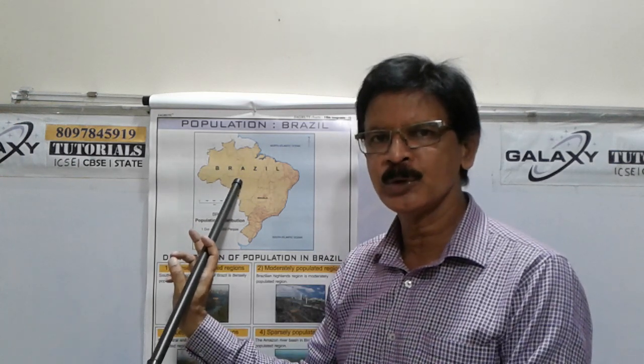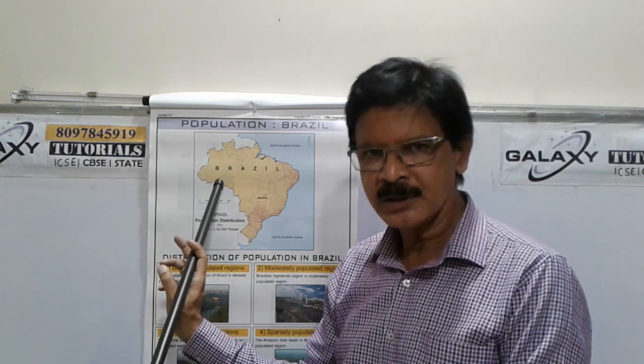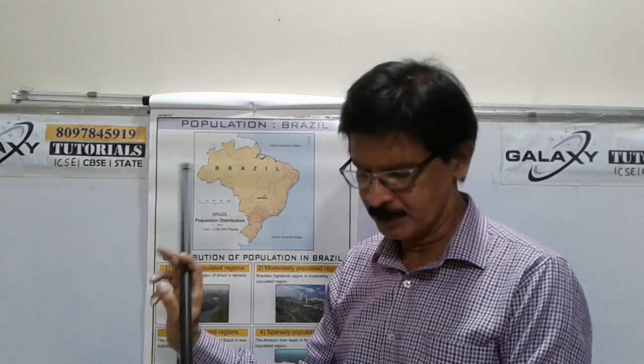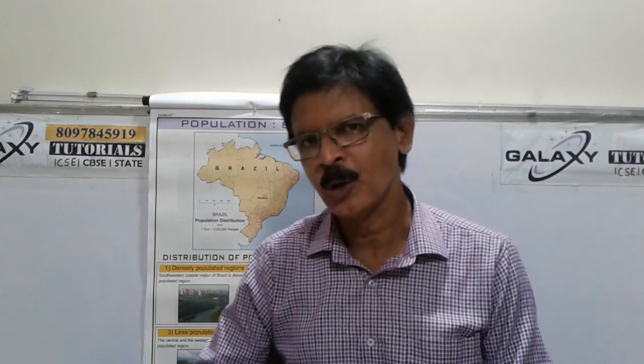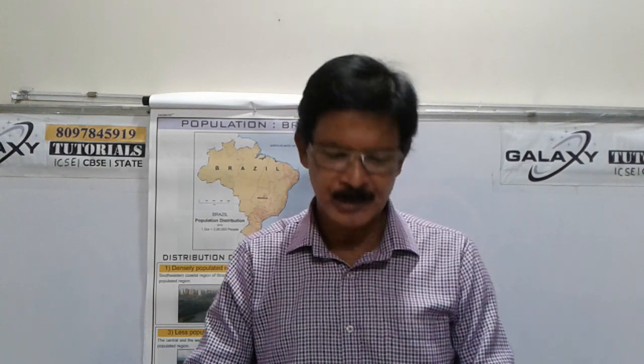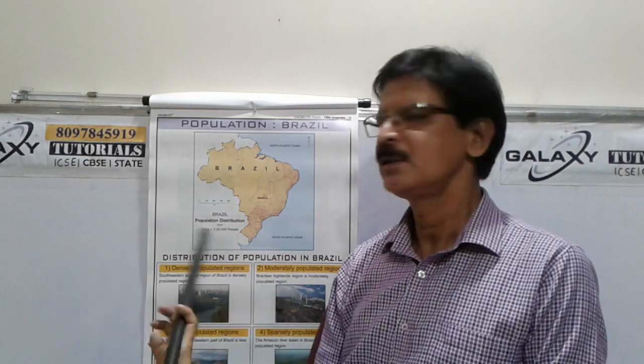That means the area is more than that of India, but population wise, the percentage is 2.78% of the world's total. Okay, and therefore the density of population in Brazil is naturally going to be less compared to that of India. In India, there are 382 people per square kilometer, whereas in Brazil it is just 23 persons per square kilometer. So that means in 1 square kilometer of Brazil, you have just 23 people staying.